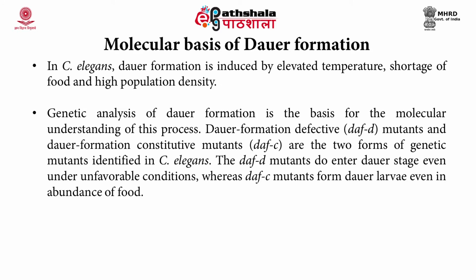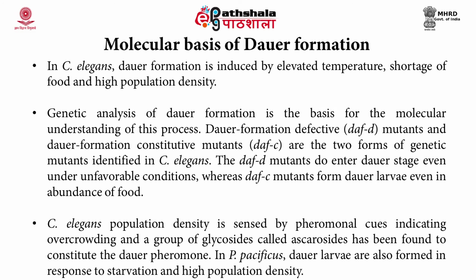Genetic analysis has shown dauer formation defective mutants and dauer formation constitutive mutants, which are the two forms of genetic mutants. The daf-d or the defective mutants do not enter dauer stage even under unfavorable conditions, whereas the daf-c or the constitutive mutants form dauer larvae even in the abundance of food.